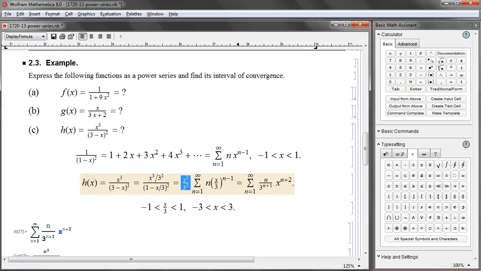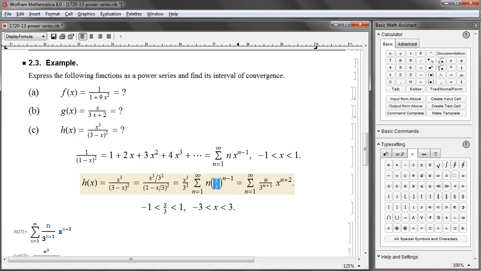X cubed over 3 squared is no big deal because you can always multiply it later. And the series expansion for 1 over 1 minus x over 3 squared will be just this one, where x is replaced by x over 3. So that's what happens. This x is replaced by x over 3.